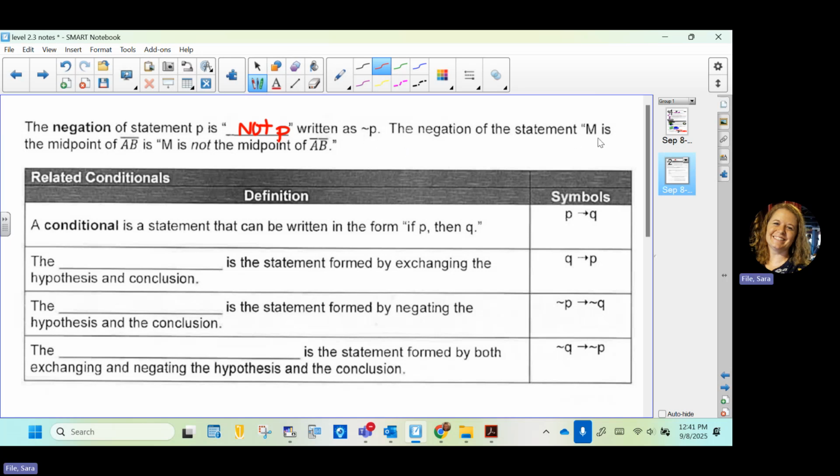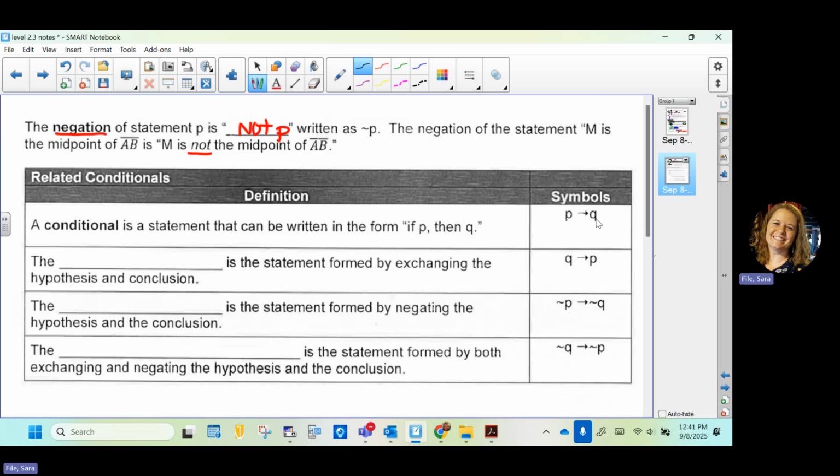The negation of the statement M is the midpoint of segment AB would be M is not the midpoint of segment AB. You're just stating the opposite. You're making it a not statement. Y'all follow? That's called negation. Negation means not. Now our conditional statement starts out as if P, then Q, right? That's our hypothesis and our conclusion.